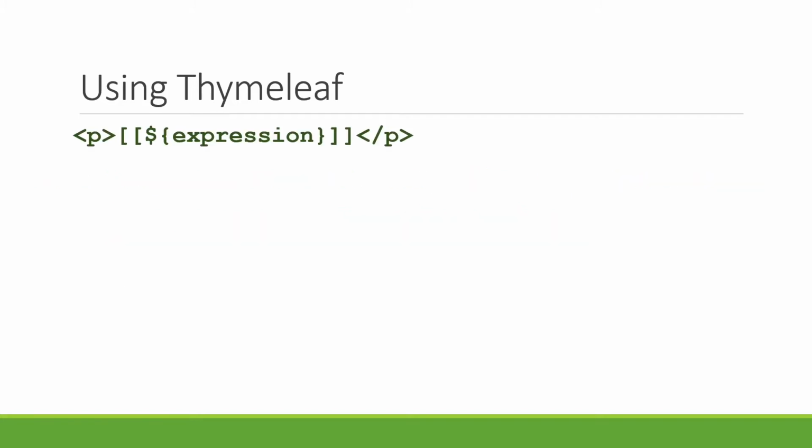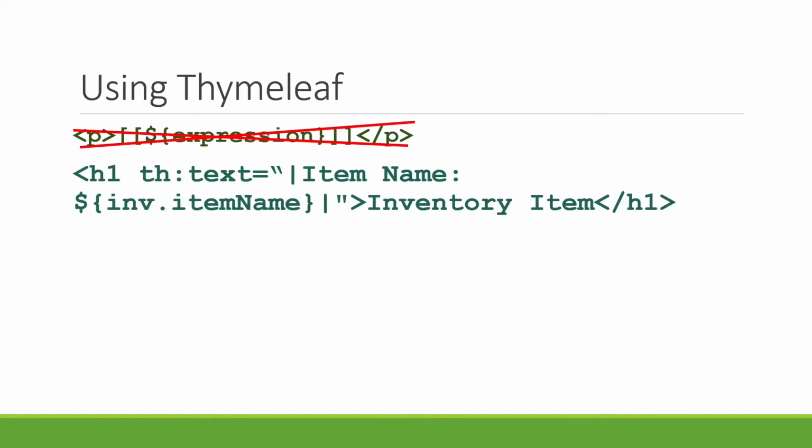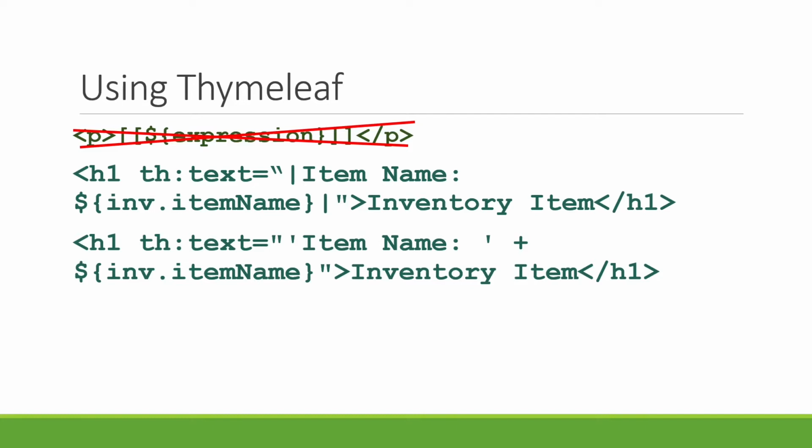So instead of using the square bracket syntax we learned earlier to display dynamic data, it's actually better to use HTML elements with Thymeleaf attributes, just like you see here. So here are two examples that do the same thing. One uses literal substitution and the other uses concatenation. As I said before, you'll eventually learn to prefer one over the other, but it doesn't matter right now what you do.